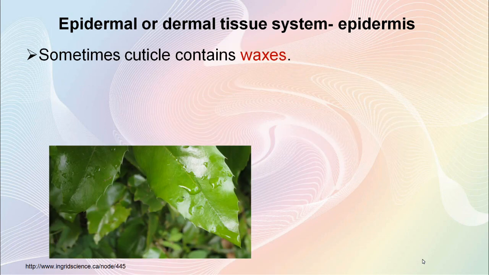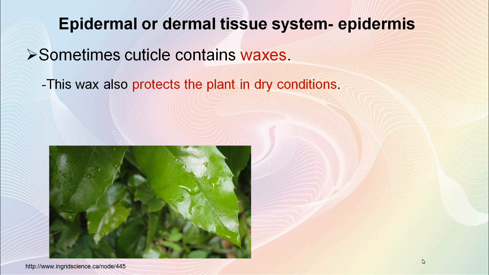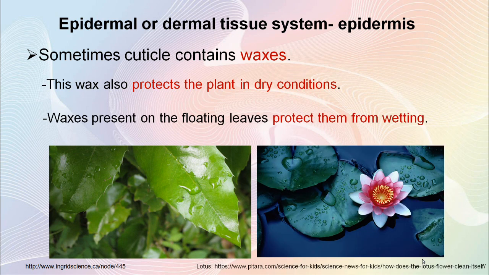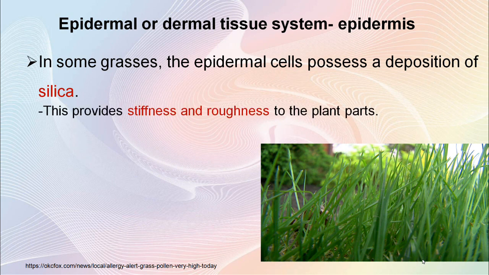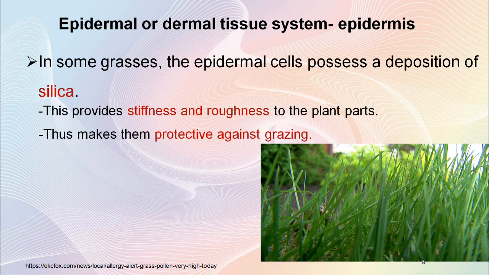Sometimes cuticle contains waxes. This wax also protects the plant in dry conditions. Wax is present on the upper surface of the floating leaves. For example, the waxes present on the floating leaves of the lotus plant protect them from wetting. Epidermal cells of some plants, for example, some grasses, possess a deposition of silica. This provides stiffness and roughness to the plant parts, thus makes them protective against grazing by herbivores.